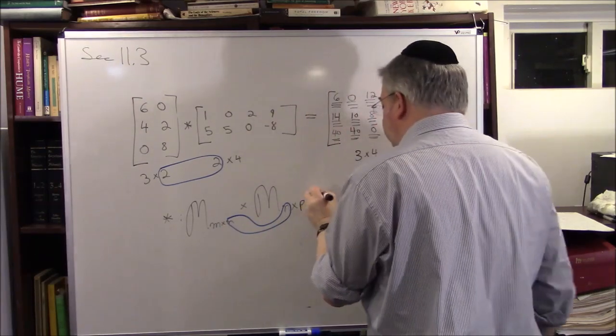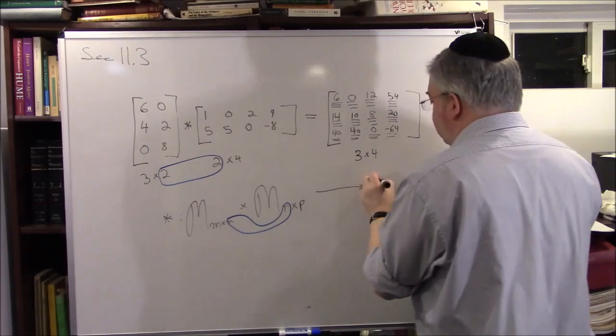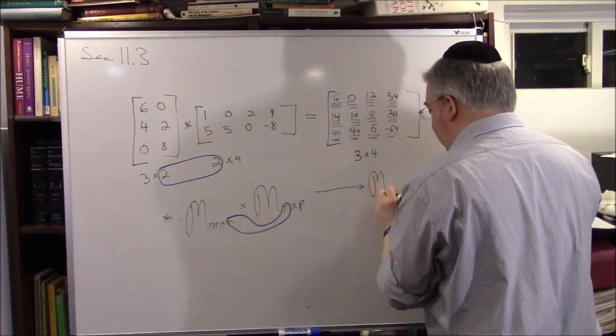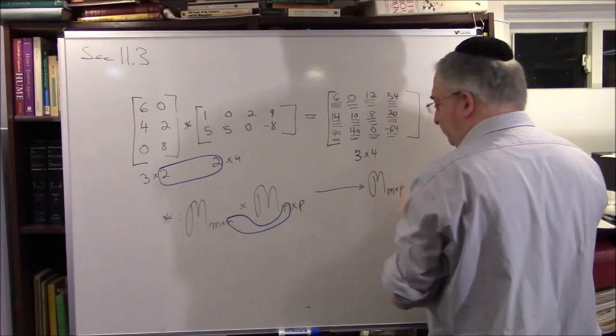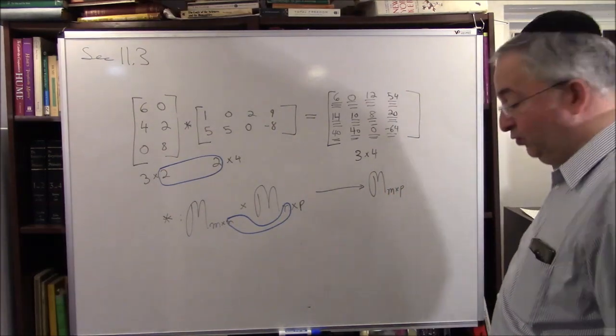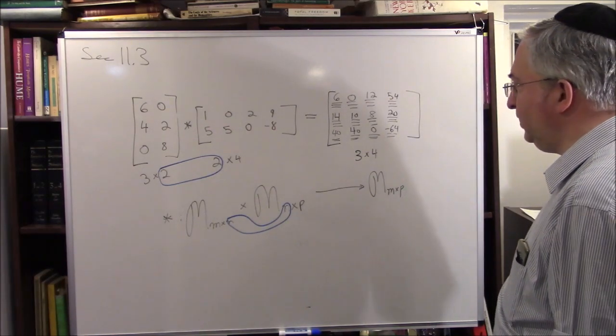Okay? And what you get out from them is an m by the first and the third, m cross p. Okay? You get out an m by p matrix. Great. Now let me show you the formula that does it.